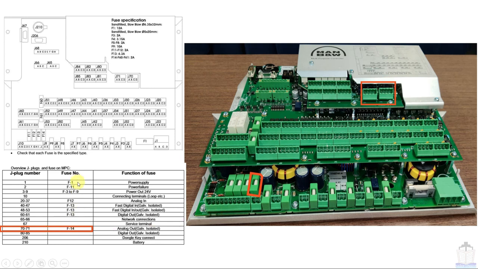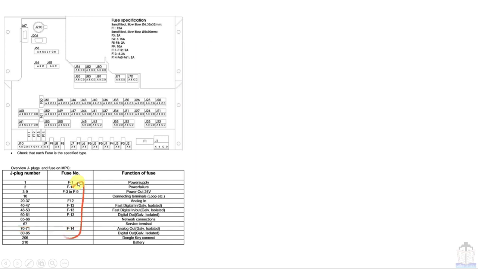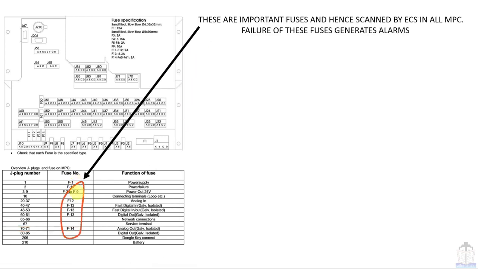Now among all these fuses, only 4 number of fuses are important, that is from F9 to F14, and these are important fuses and hence scanned by ECS in all MPC. Failure of these fuses generates alarm. Please note, failure of these fuses from F9 to F14 generates alarm because these are connected to various channels, so they are very important. If something goes wrong with these fuses, obviously that concerned channel will also not work.